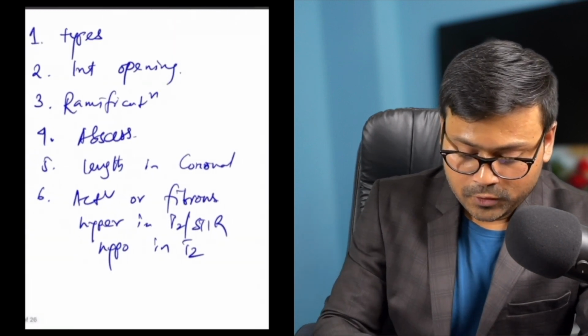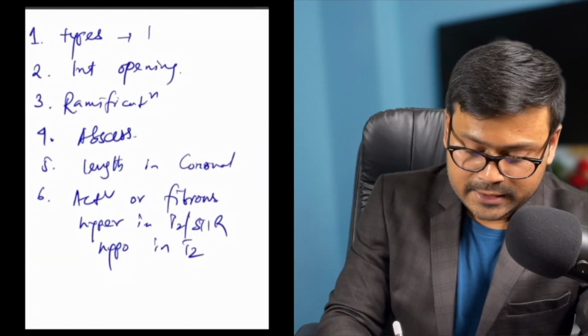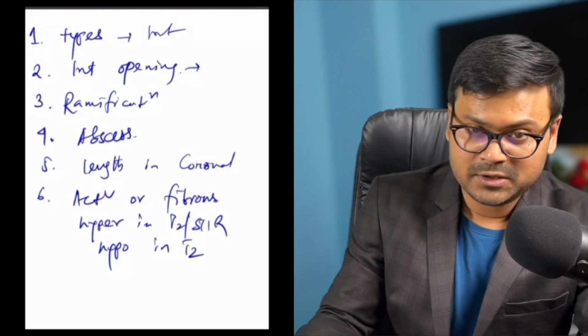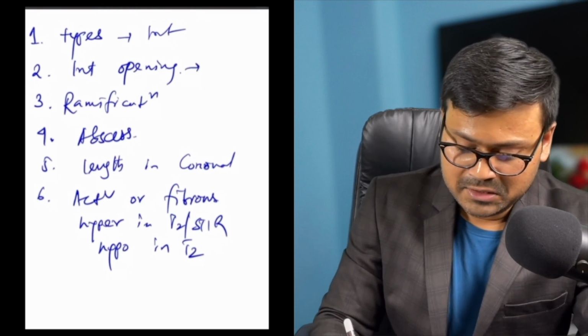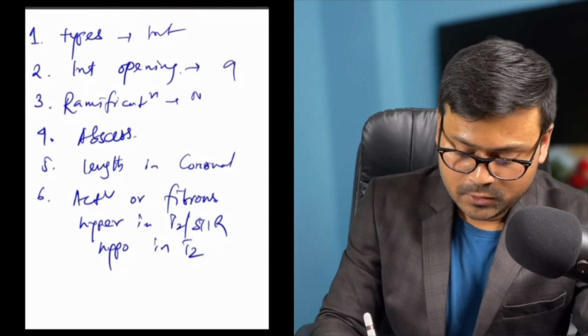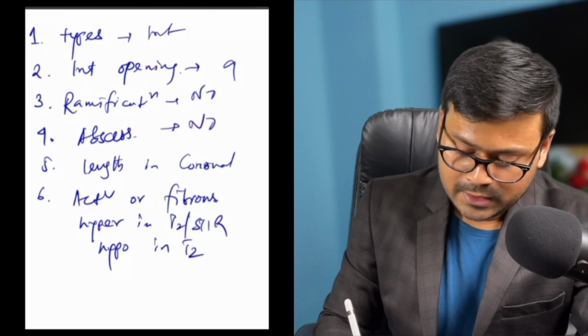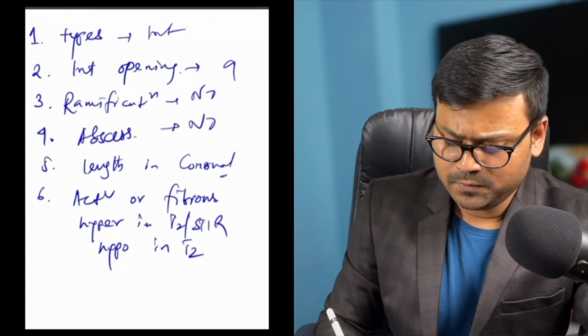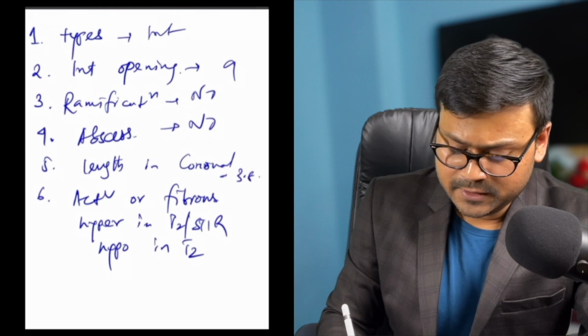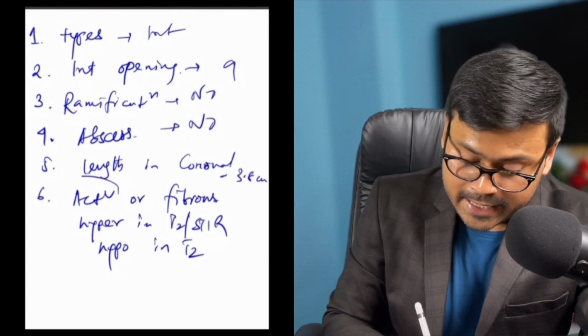So active tract. If you follow the format, type is intersphincteric, opening, see where it is, maybe 9 o'clock. Ramification, no. Abscess, no. Length in coronal, say 3.8 centimeter. Active or fibrous, active tract, right? So number 1 image, we are done with this image.